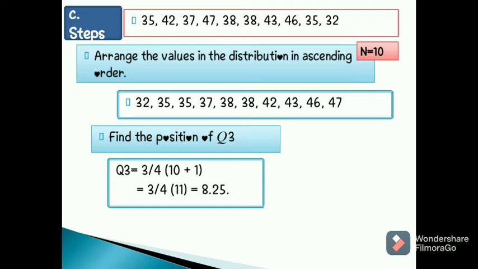So, since here the answer is 8.25, always remember that when we are looking for the quartile 3, since this is at the right side of our median or quartile 2, we are going to round down the 8.25. That's why this will become 8. So our quartile 3 is in the 8th position.